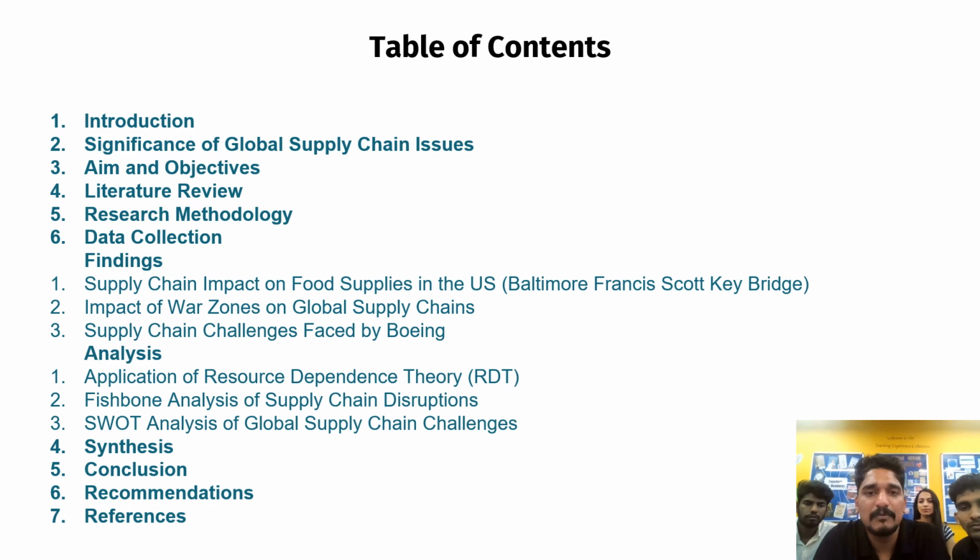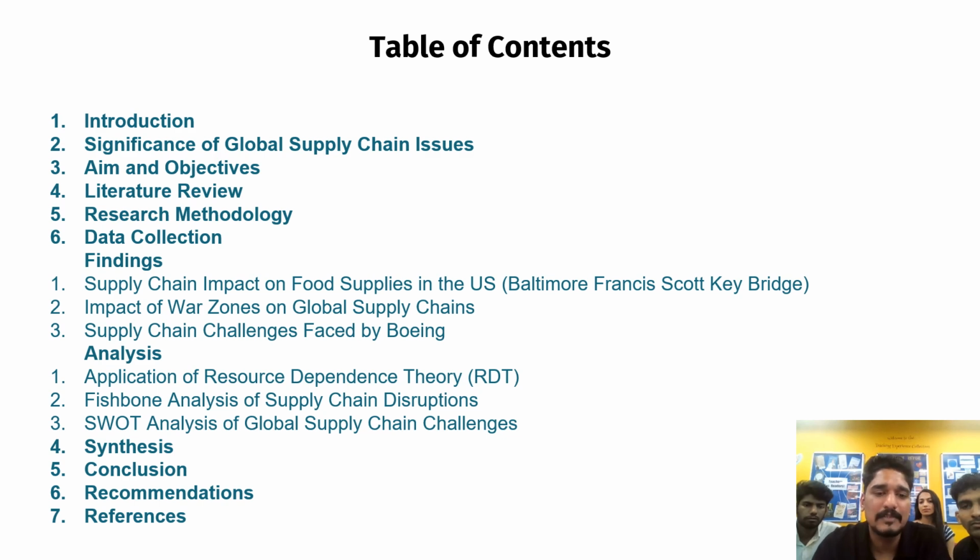The next slide is the table of contents. It provides an overview, structure, and flow of our presentation. We'll begin with an introduction, setting the stage for understanding the critical nature of global supply chain disruptions. Following this, we will discuss the significance of these issues, highlighting why they matter for businesses and economies worldwide. We will then outline the aim and objectives of our research, which guide our exploration into the impacts of these disruptions. Next, we will conduct a literature review summarizing existing research on the topic and detail our research methodology, including the data collection methods employed.